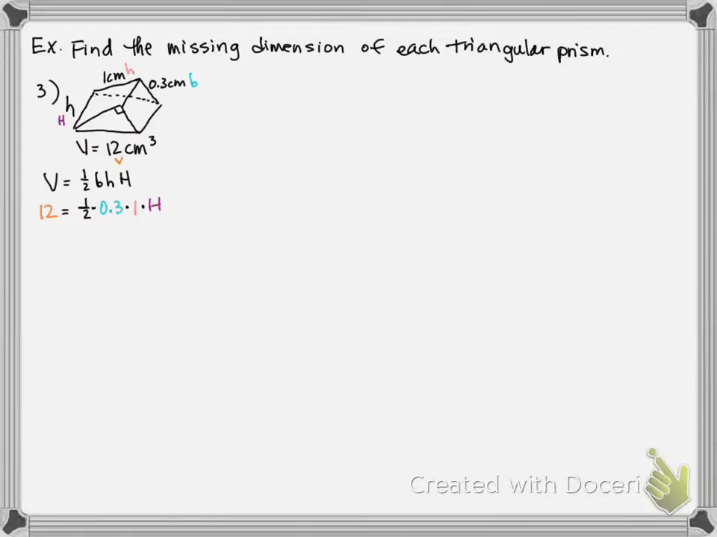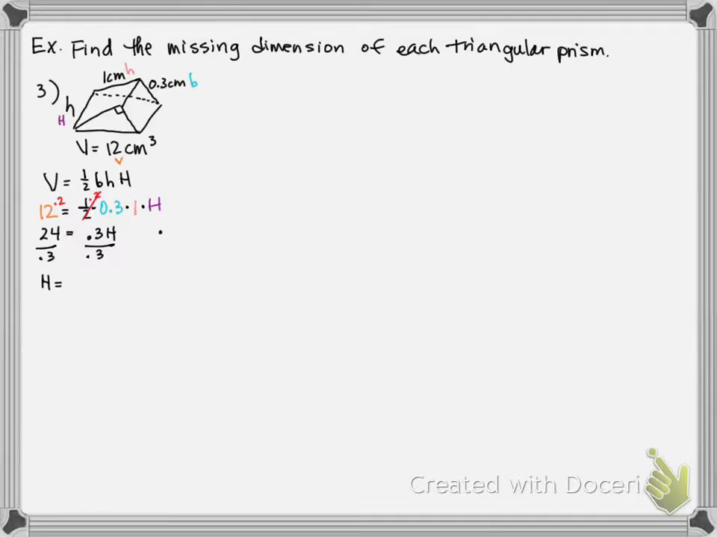So, I don't like this. I've got decimals and fractions together. So to solve this, I am going to multiply by the reciprocal of the fraction. So the reciprocal of 1/2 is 2. That's going to clear that guy out. That's going to give me 24 is equal to 0.3 times 1 is 0.3h. So now I'm going to divide both sides by 0.3. And then when I write my answer, I'm going to use that symmetric property and put the h first.